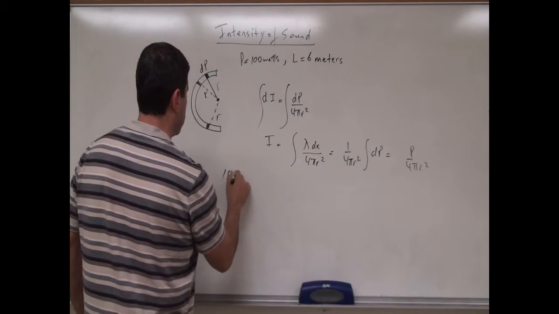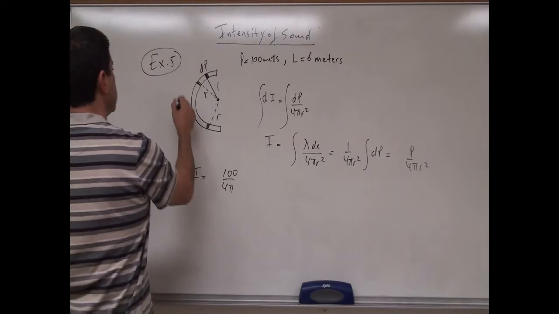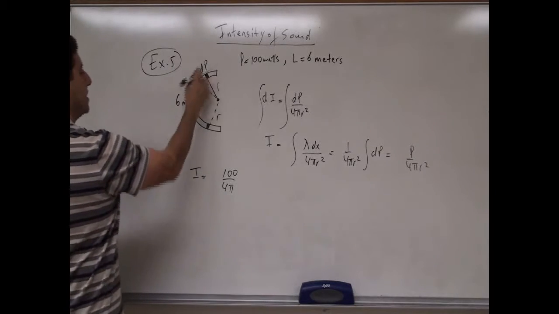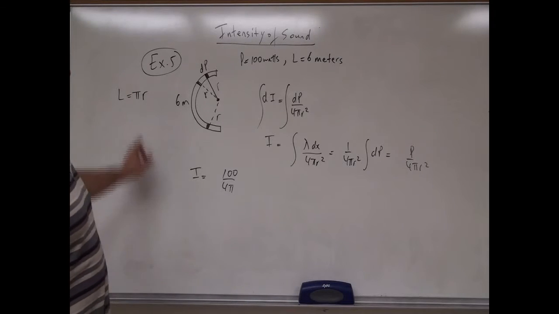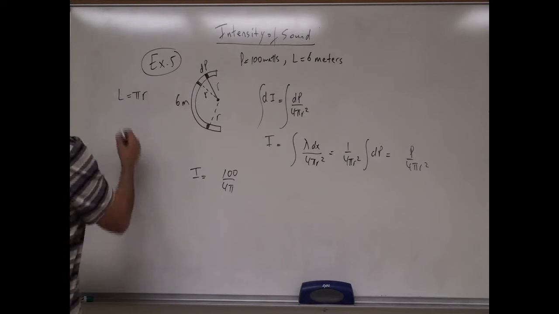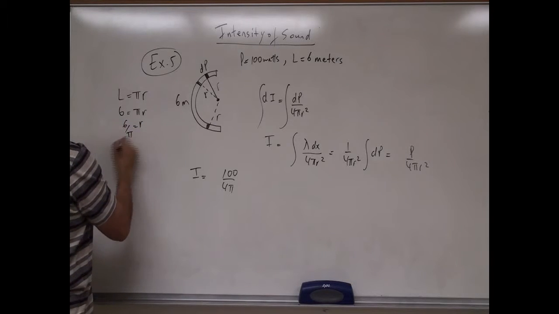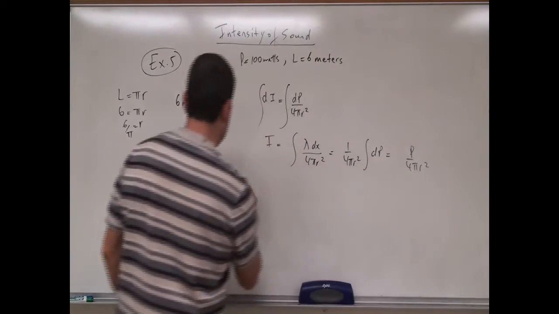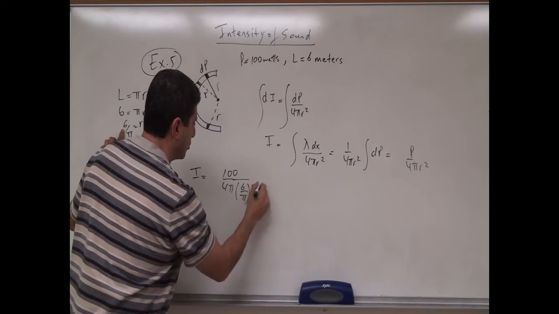It's going to be 100 over 4 pi. So now if the length of the semicircle is 6 meters, what is the radius? Well, the length of a semicircle is equal to pi times the radius, right? And remember, the circumference of a whole circle is 2 pi r, so the length of a semicircle is pi r. So 6 meters is pi r, therefore r is equal to 6 over pi, in meters. Then we're going to take 100 divided by 4 pi, and then r squared, so it's going to be 6 over pi quantity squared.